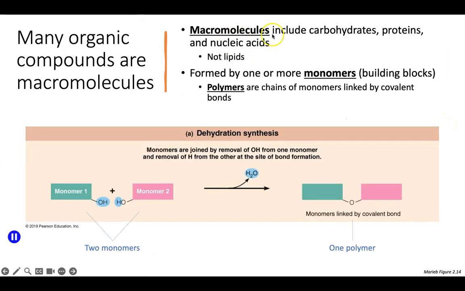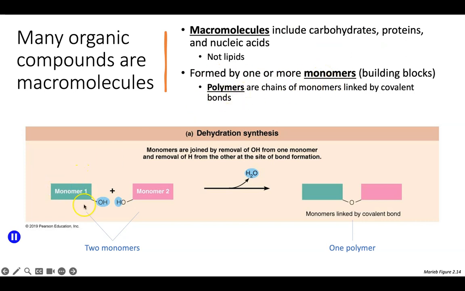So what is a macromolecule? One thing, it's not lipids. So lipids are not macromolecules, but the other 3 are. And we define it by being formed, these molecules are formed by 1 or more monomers. So we have these building blocks that can be basically linked together. I like to think of them like building a structure out of Legos. Each Lego block is 1 monomer. And what you build from those monomers is going to be a polymer.